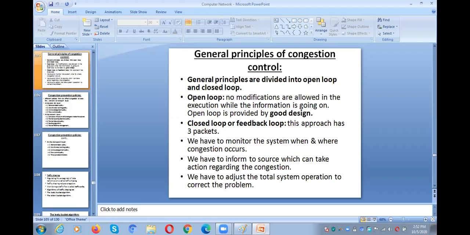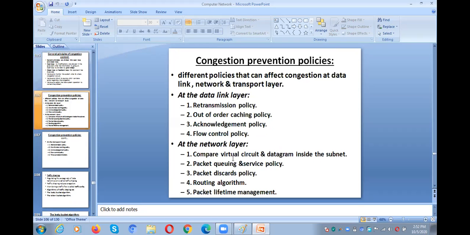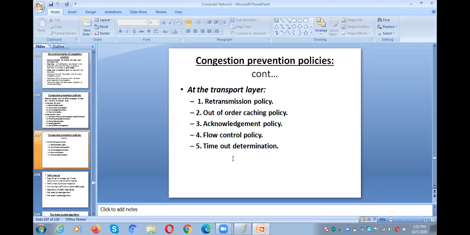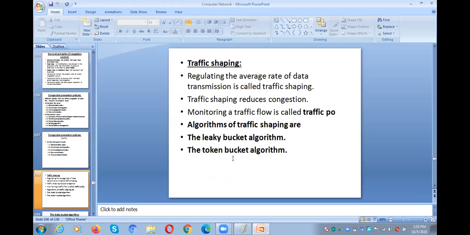Very important question. General principles of congestion control. Under it, you need to write about open loop and closed loop. After that, under congestion prevention policies, you need to write about the policy at data link layer, network layer, and transport layer. So after that, what is traffic shaping?